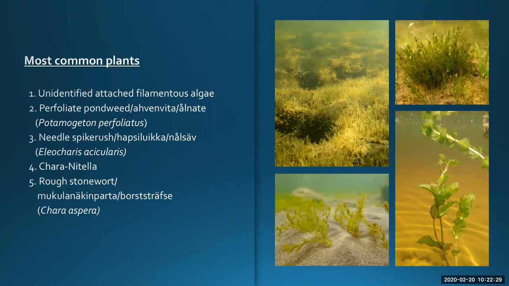And last but not least, the fifth most common one is a type of charophyte, the rough stonewort, the Cara aspera, as it's called. And that's also a plant that is quite universal. You find it in more sandy, more sheltered places. So it often can grow in sort of meadows as well.